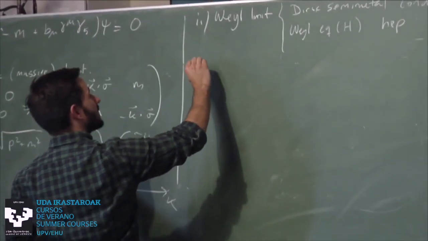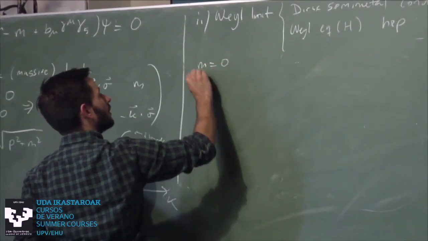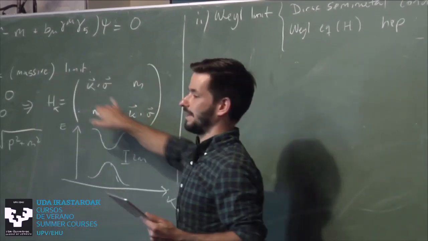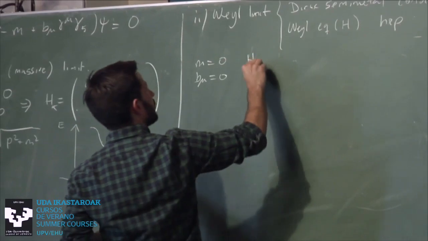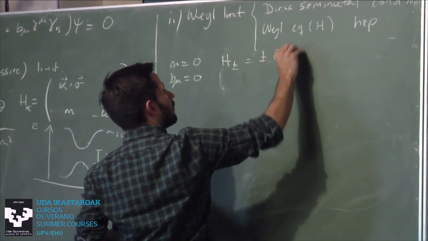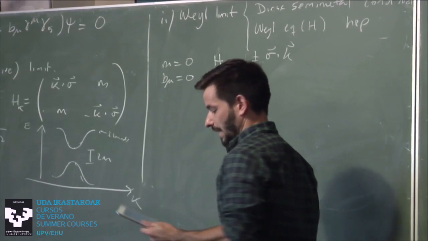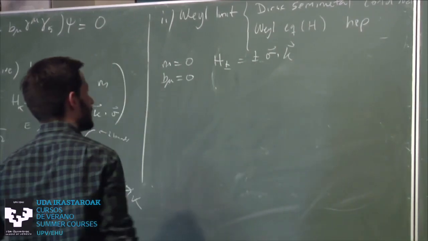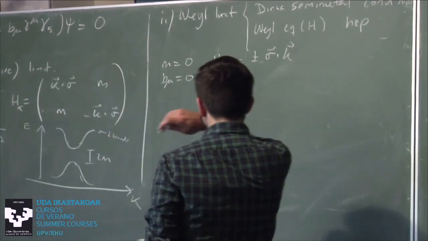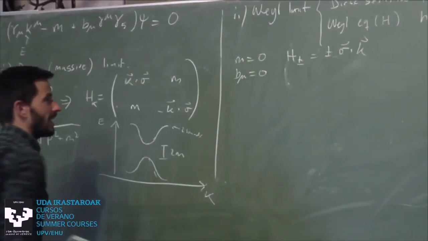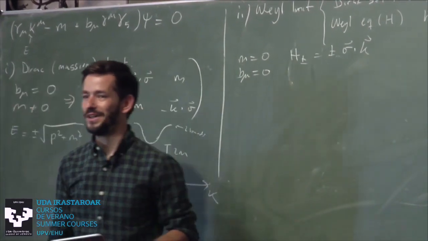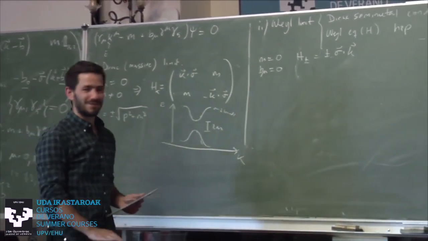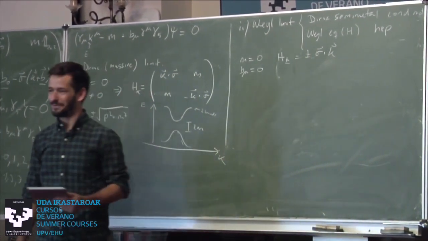So you can already guess, it's making m equals 0, b equals 0. So all I'm left with is this diagonal block, plus minus. Now we notice, of course, that this Hamiltonian is very symmetric because it's block diagonal. And we call that symmetry the chiral symmetry. But this is not the chiral symmetry that we've been hearing about. It's a different symmetry, just to make things even more confusing.